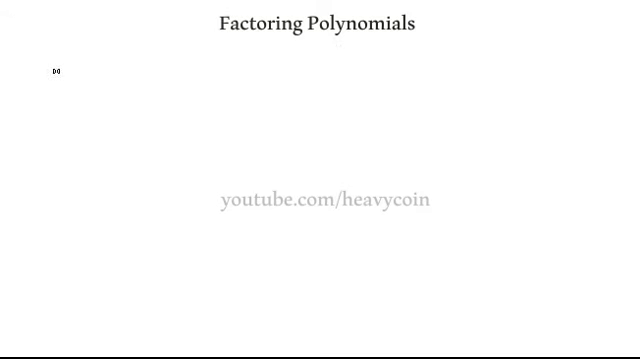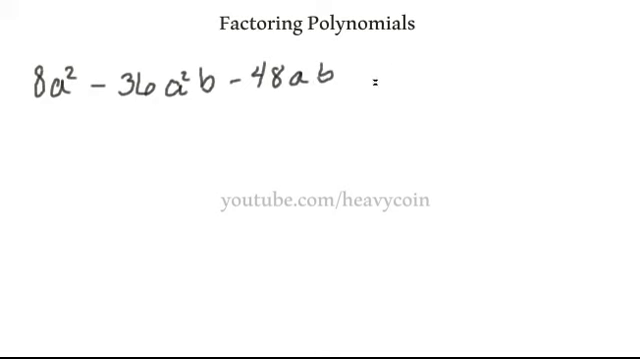Okay, let's see what we got here. We got an 8a squared, so this is a monomial, minus 36a squared times b minus 48ab plus 6a cubed.